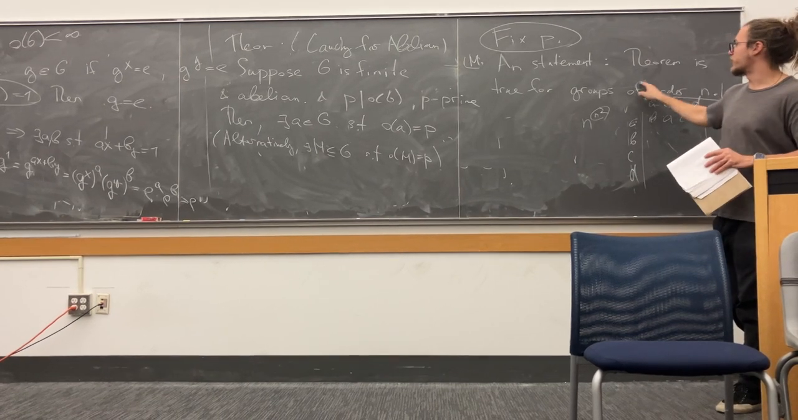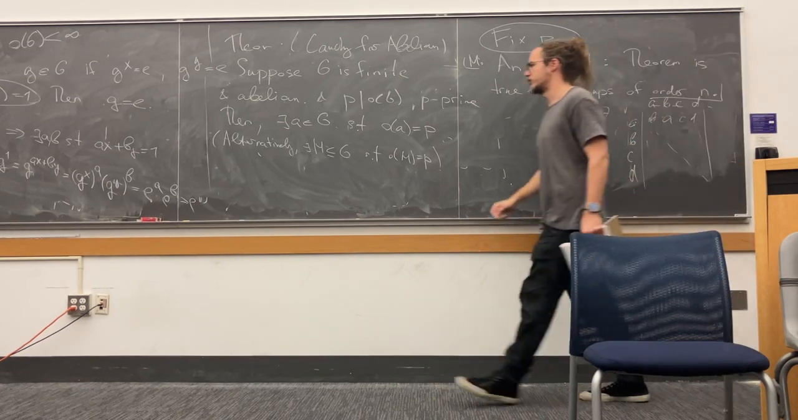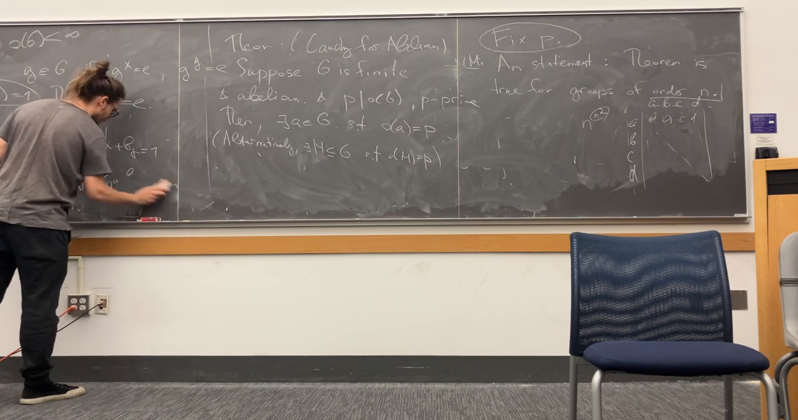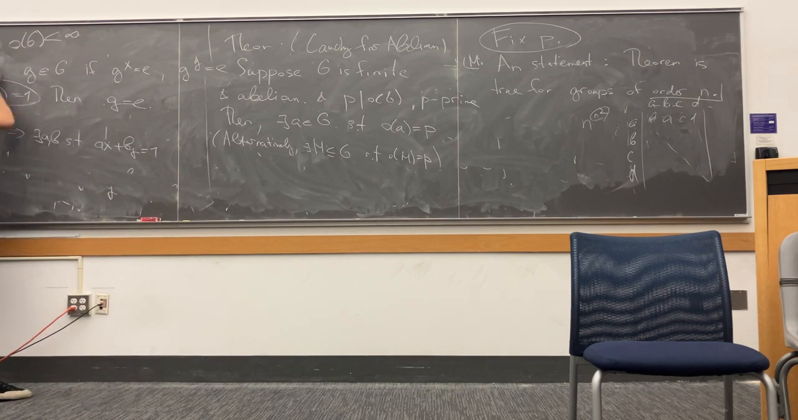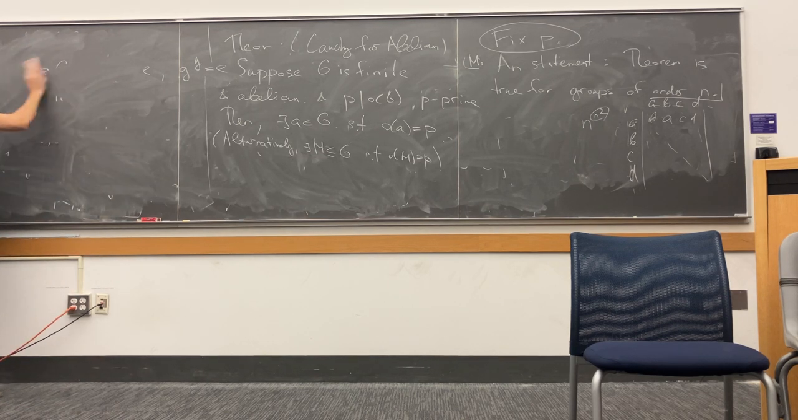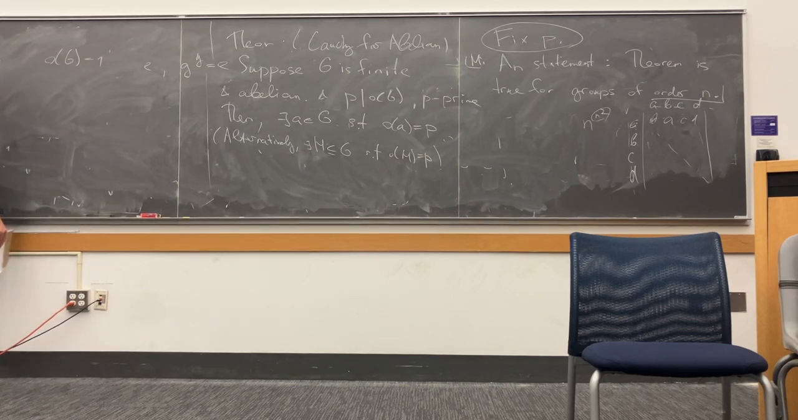Okay, so let's go back to this claim. This is our induction assumption. Let us prove the base, and the base is obvious. We're going to have claim A1. The claim is true for order of G equals 1. There's only one such group, and the claim is obviously true for it because there's no prime which divides it.